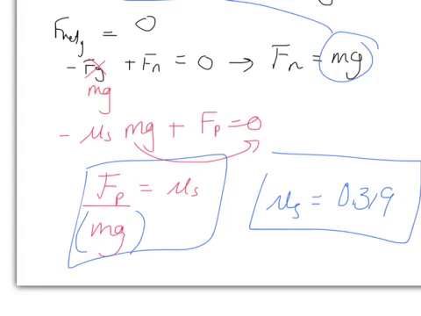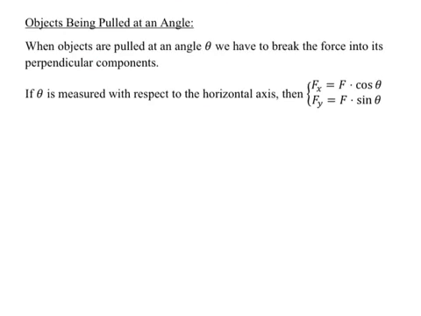And just as a quick sanity check, remember that our coefficients cannot be negative, and we have a positive coefficient of static friction. Let's take a look at objects that are pulled at an angle. So we'll say when objects are pulled at an angle theta, so let's draw that. Here's a pull on an object, Fp, at an angle theta.